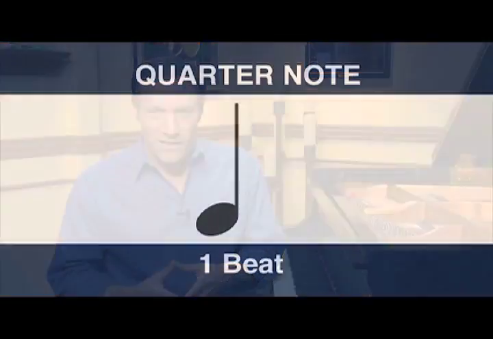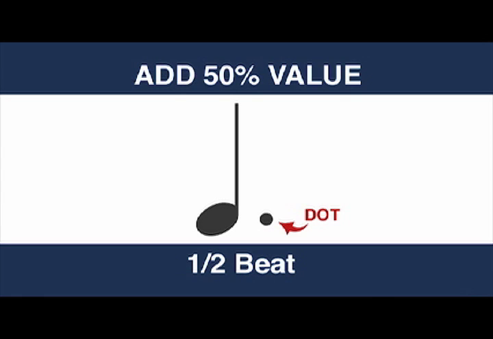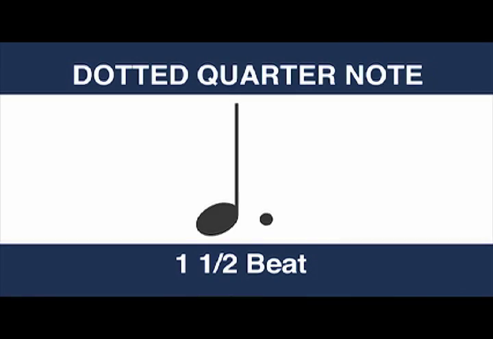Takes a little bit of math to understand how the dot works, so let's try another one. How about a dotted quarter note? Well, a regular quarter note would be 1 beat, and the dot means add another half of that 1 beat. So together, this note would be held for 1.5 beats.